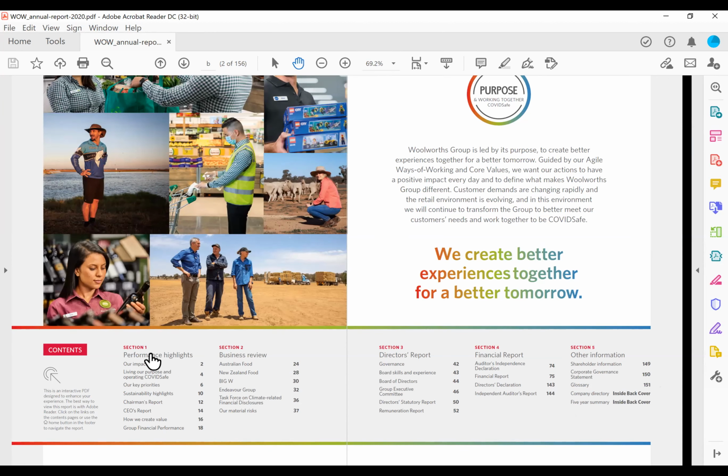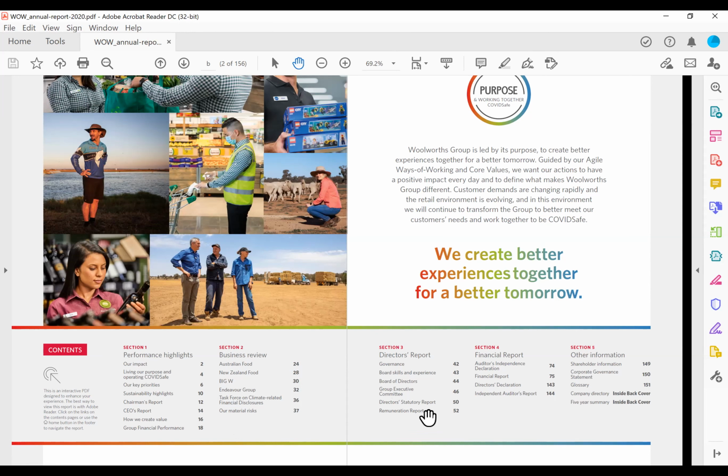So we were saying that normally in the first part, there are performance highlights, and you can see here the chairman's report and the CEO's report, sustainability highlights. So here are all the great things about the company, the things they've been doing well. And then in section 2, they're talking about their different segments. So they've got operations in Australia, New Zealand, so that's about food. Then they also own Big W, the big department store. They have Endeavour Group and other information there in section 2.